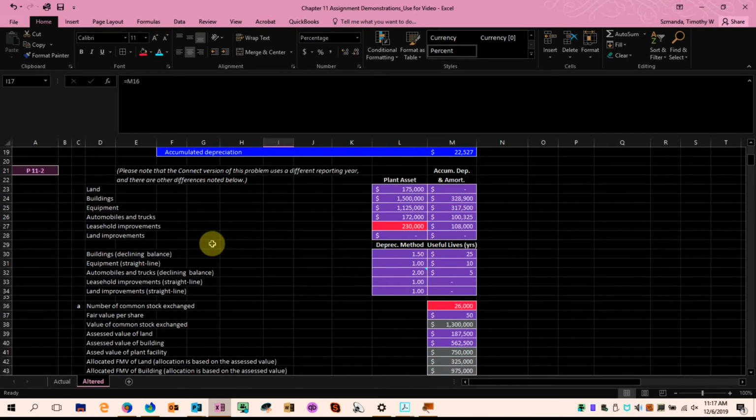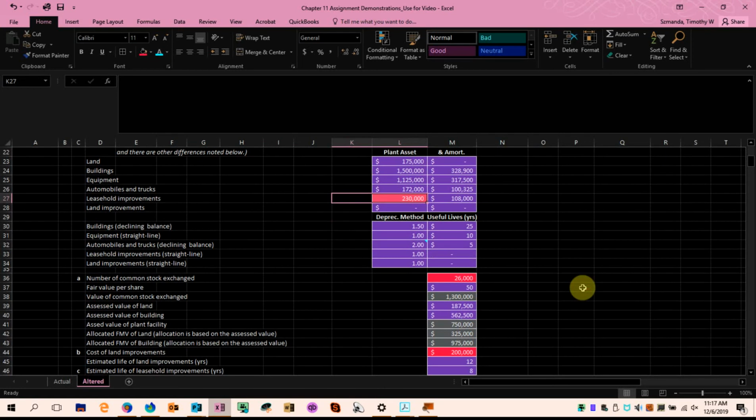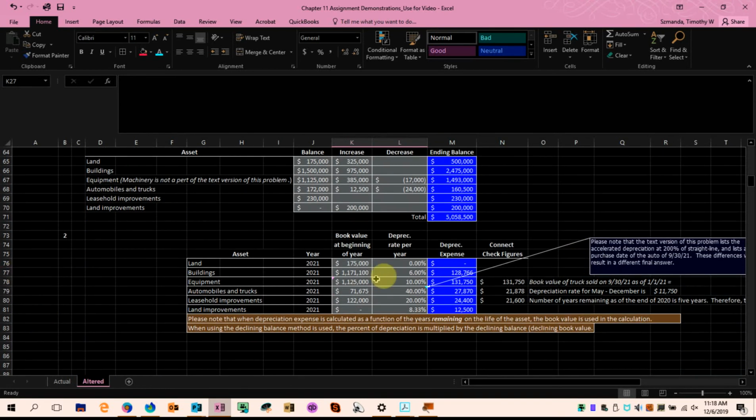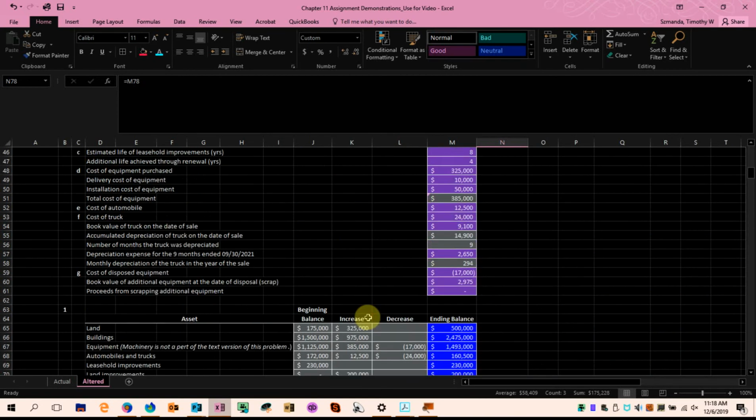Problem number 2 has 2 parts. I just entered the data given for the plant asset, land value, and any accumulated depreciation as of the beginning of the year. In the off-shaded cells, I did change some of these values. However, many of the values I did not change, which results in the actual answers. And then toward the bottom, in the second part where we're calculating depreciation expense, I did even list some of the check figures for you for this second problem.